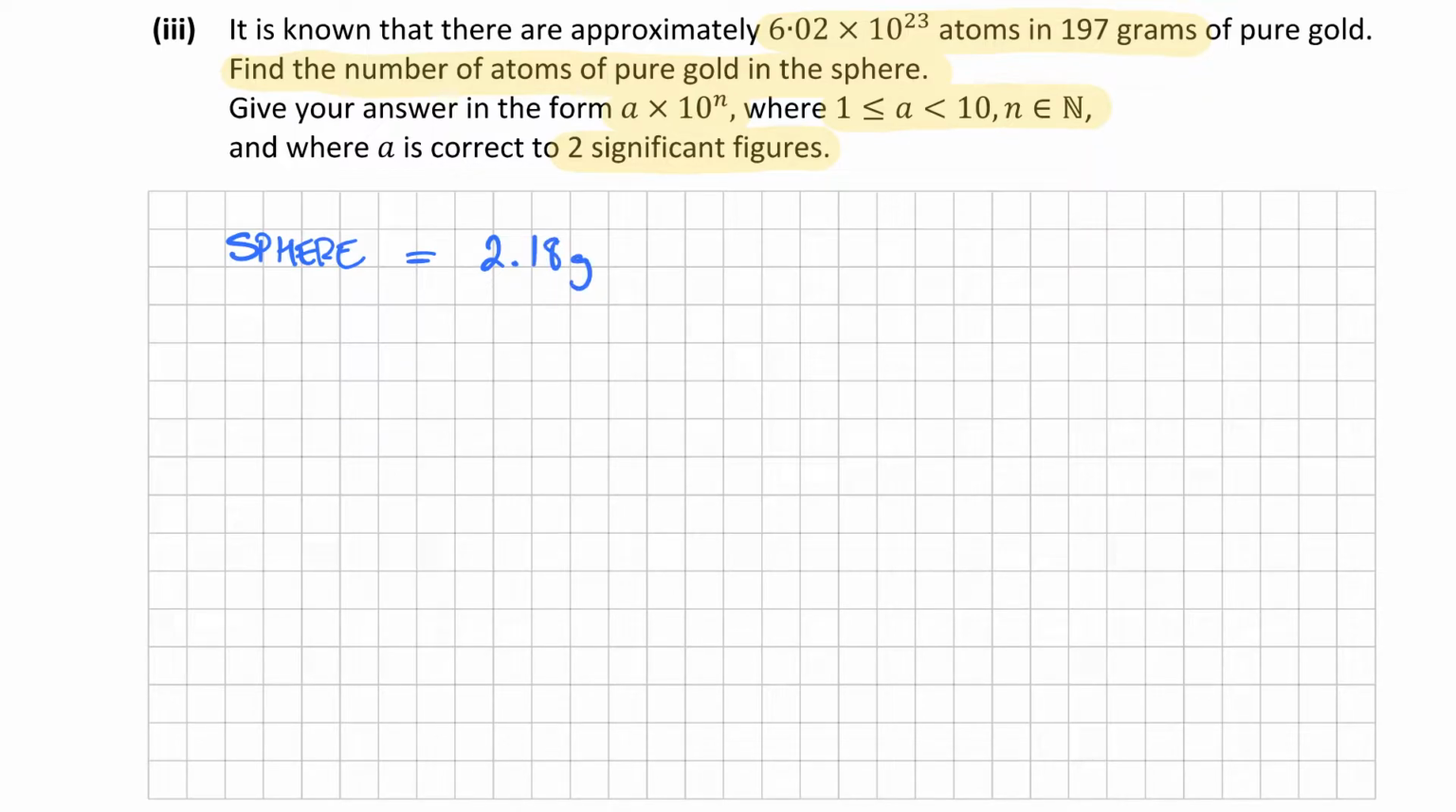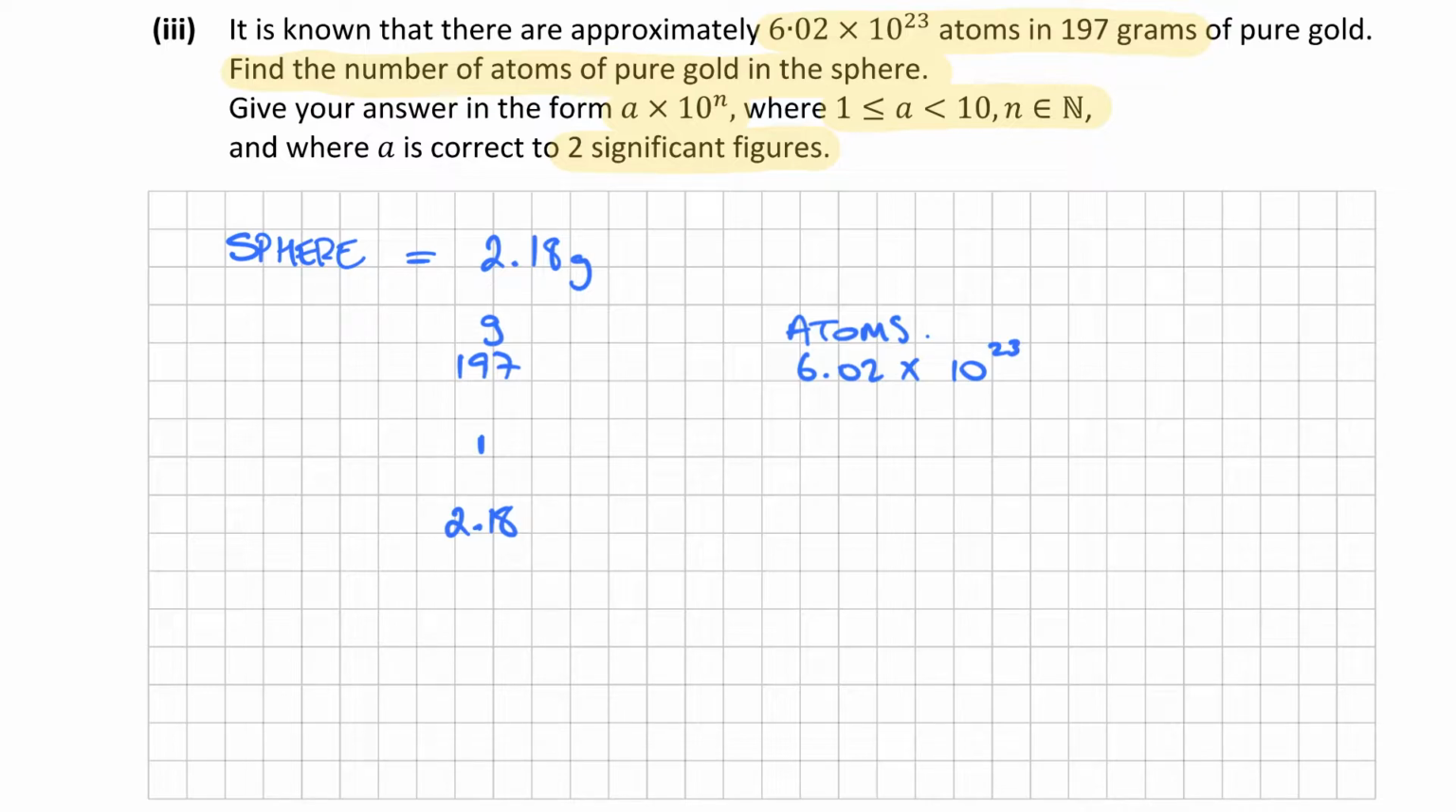Okay, so what I'm going to do is put the grams on one side. I'll put the grams all on the left hand side and I'll put the atoms on the right. So I know that 197 grams is equal to 6.02 multiplied by 10 to the power 23. If I can find out what 1 gram is, then I'll be able to find out what 2.18 grams is. I'll just spread them out actually. Okay, and it's that simple.